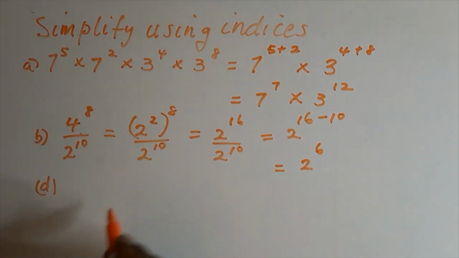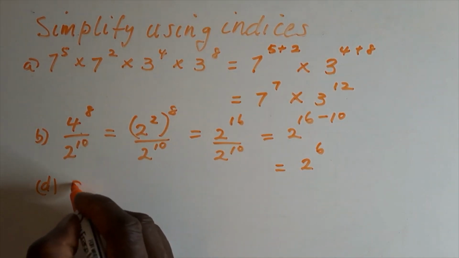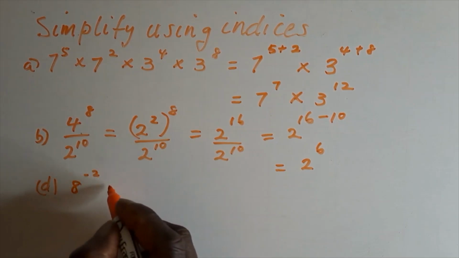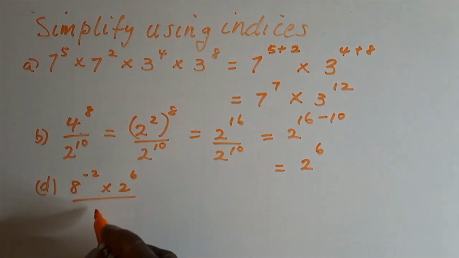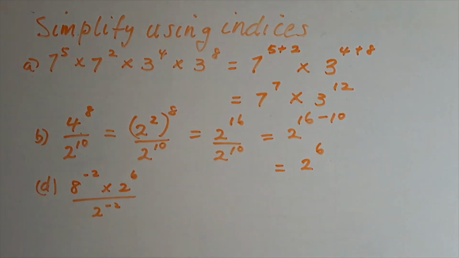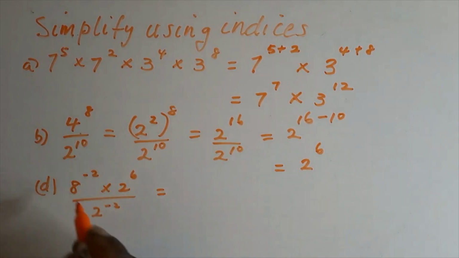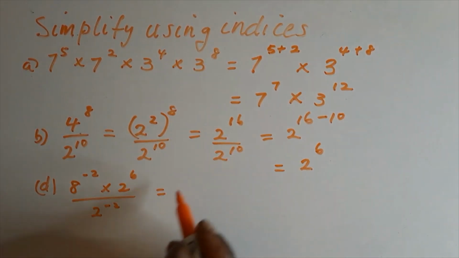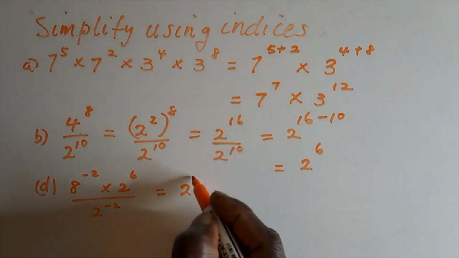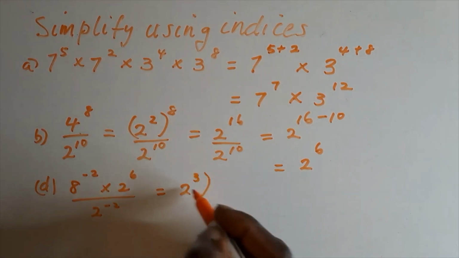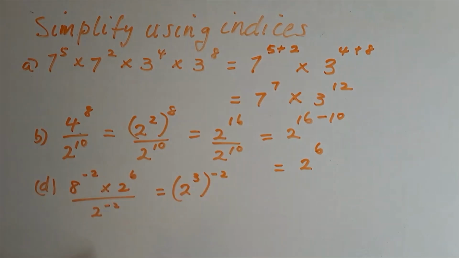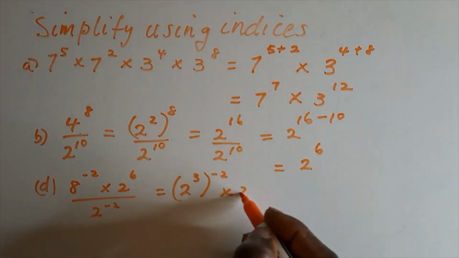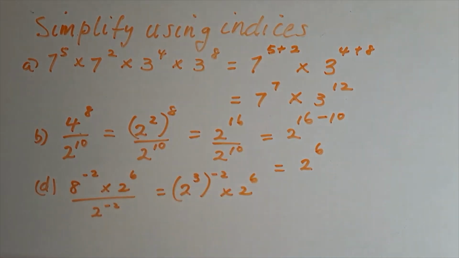And lastly, we have part D is 8 raised to the power of negative 2 times 2 raised to the power of 6 over 2 to the minus 2. Now 8 we can express it as a base of 2 raised to the power of 3, and then we have negative 2 here times 2 to the 6th power.